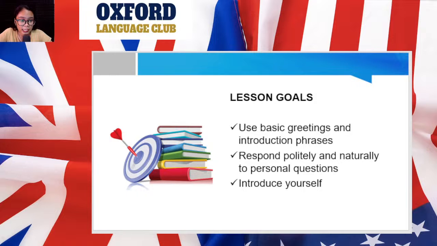This is a big one. By the end of this lesson, you should feel confident to tell someone your name, maybe where you are from, and a little bit about yourself, all in a smooth and natural way. Now, these goals are very practical, and of course, mastering them will make a huge difference in how comfortable you feel starting conversations in English. We'll go through each of these step by step with lots of examples and practice. Okay, let's begin.